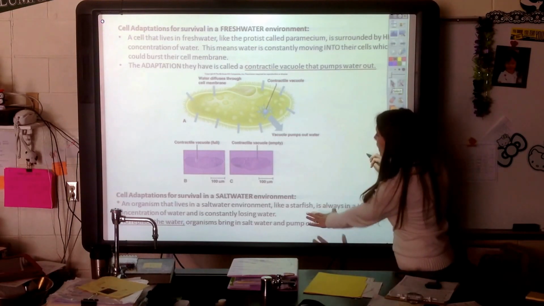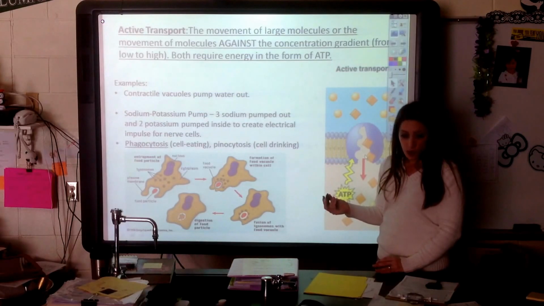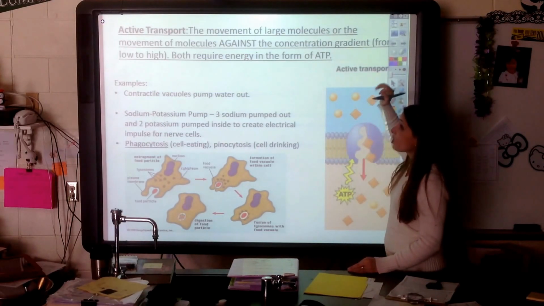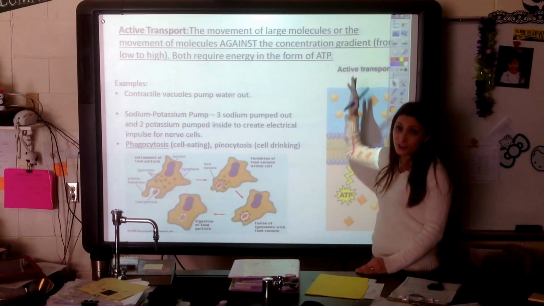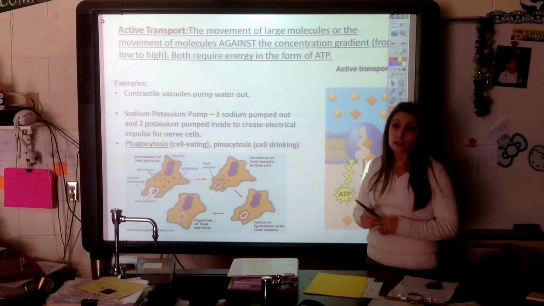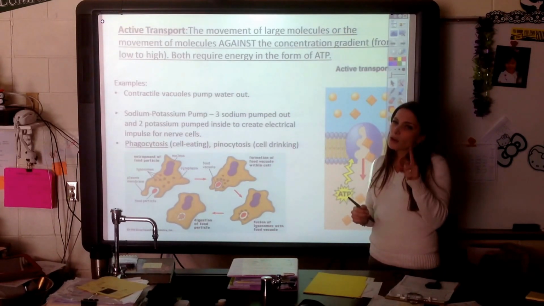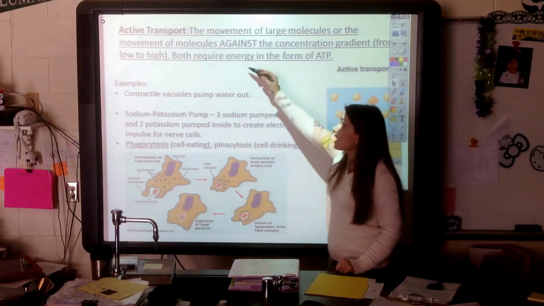But all of this idea of pumping requires energy. And so our last section of notes is on what's called active transport. You'll notice this is all underlined, and that's on purpose, because it's something you need to try to memorize and practice. But the word active should definitely make you think of needing energy.